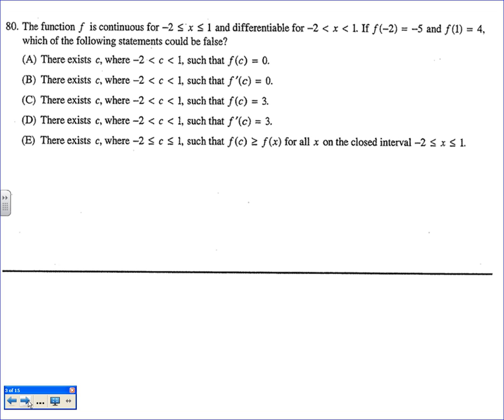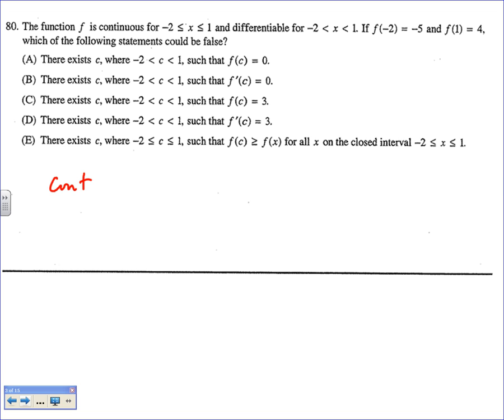Number 80 is talking about a continuous function. And remember, if it's continuous, that implies the limit at any point is equal to the value at that point. I don't know that that's important here. It's continuous in the interval. It's differentiable in the interval. It's not differentiable at the endpoints. Not surprising, but it's continuous at the endpoints.